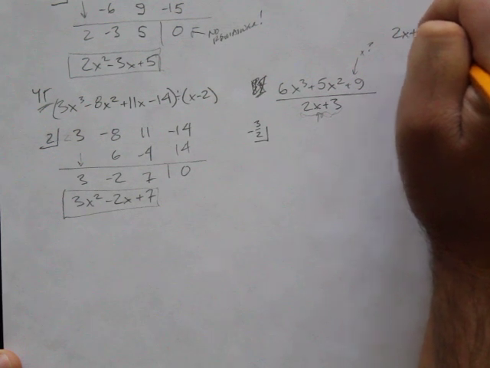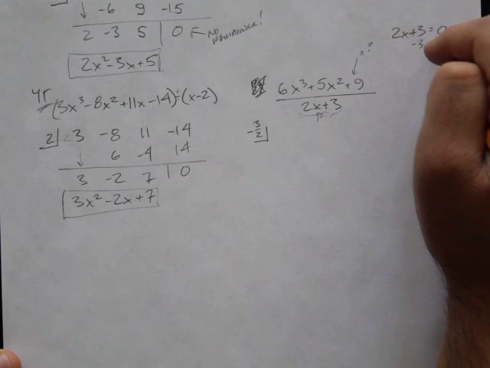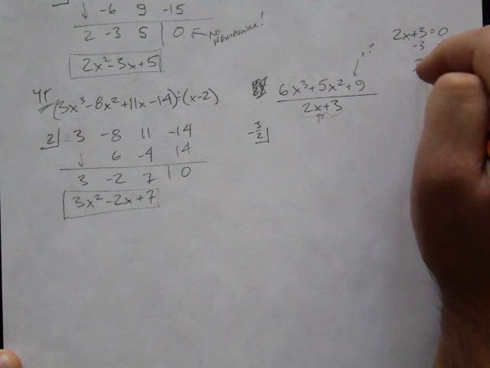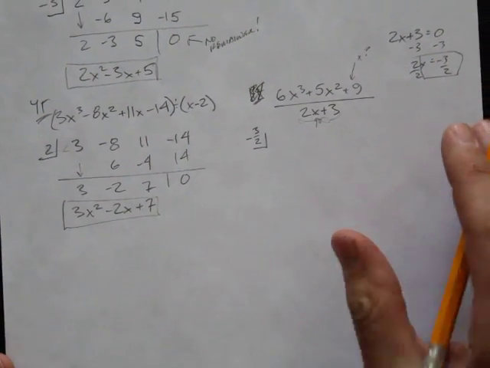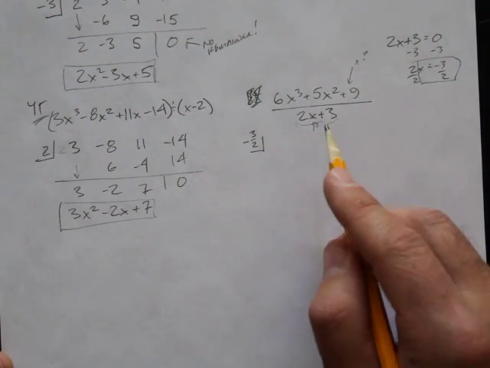And if I'm not sure about that, just go like this. 2x plus 3 equals 0. I want that to be 0, so I subtract 3. 2x equals negative 3, divide by 2, divide by 2. X equals negative 3/2. All right, so negative 3/2 is the x value that makes this binomial 0.